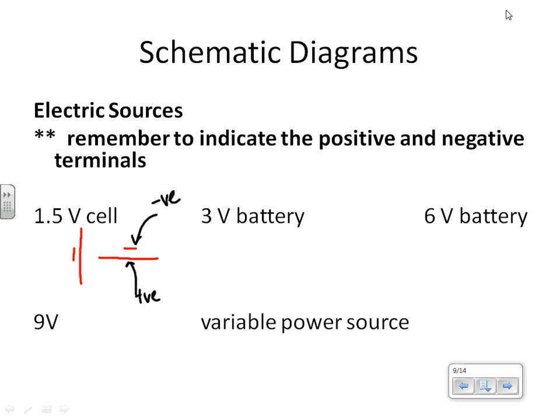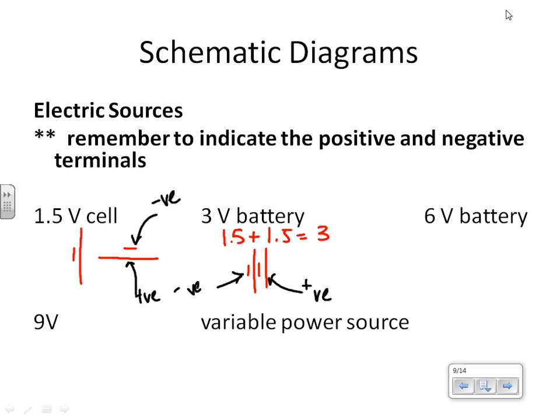To do a 3-volt battery then, you'd have to add two 1.5s together. So if I have 1.5 plus 1.5, that equals 3. So that means I have to draw one 1.5 volt battery or cell and another one. So you have these alternating short and long lines, okay? And again, your negative is always the smaller line and your positive side always has the longer line.